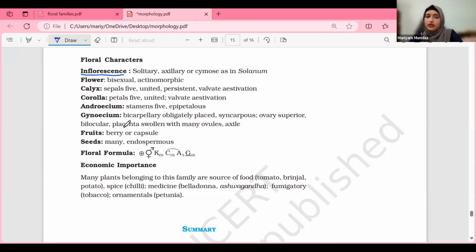So when you have time for self-study, write this down. First of all, how will they ask the questions? They'll first ask you to write the vegetative characteristics and the floral characteristics of the family Solanaceae. Also, write the floral formula of the family. So you have to write everything.